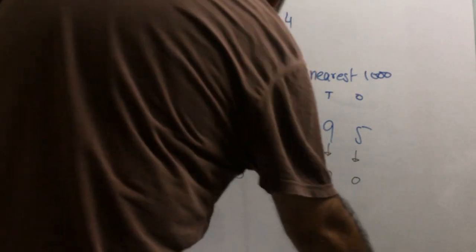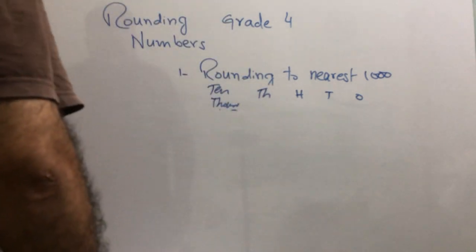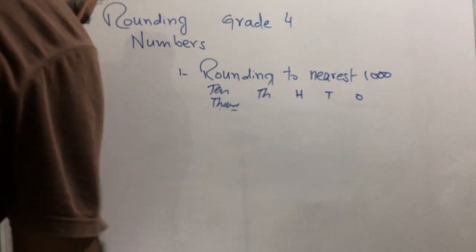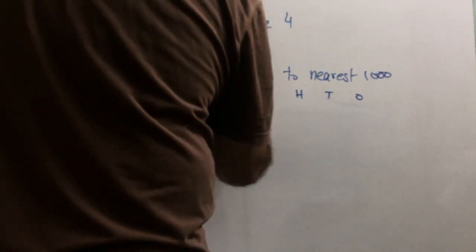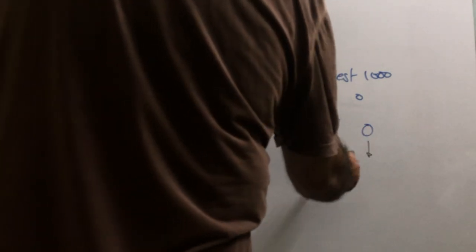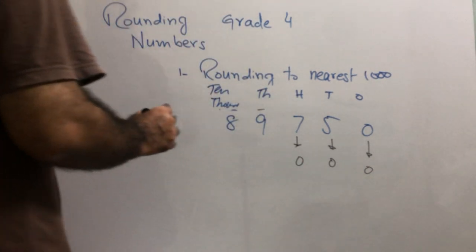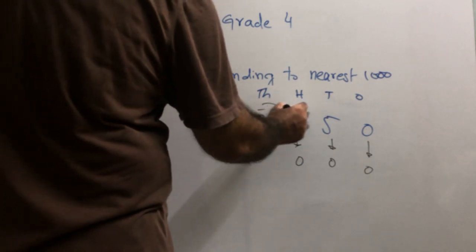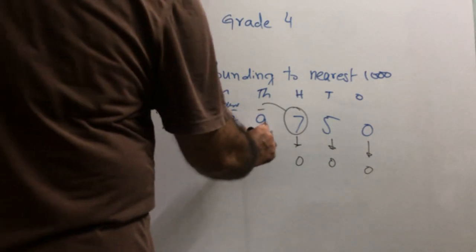This was another example for you to understand how we are working with the rules. Then we go to another example, 89,750. When we decide to round to the nearest thousand, place a mark here. The very first rule is that all the digits on the right side become 0. The second thing is that we look at the immediate neighbor on the right side, which is this 7. 7 is greater than 5.